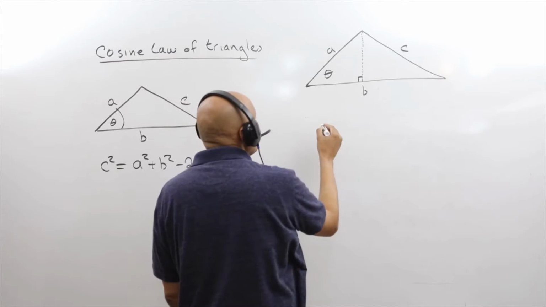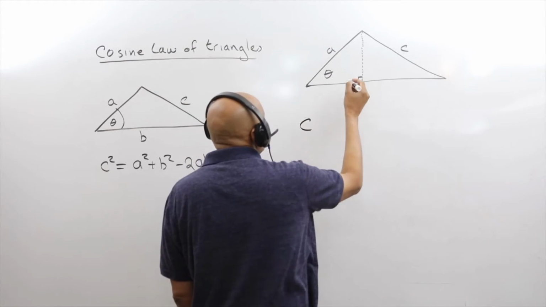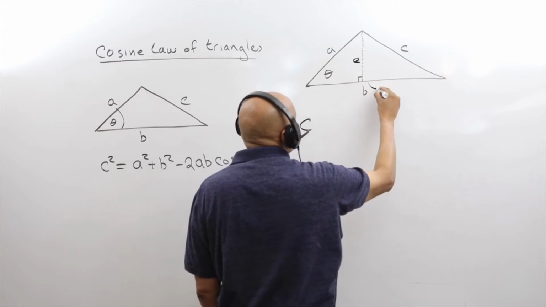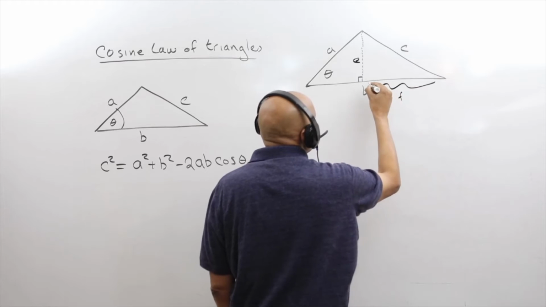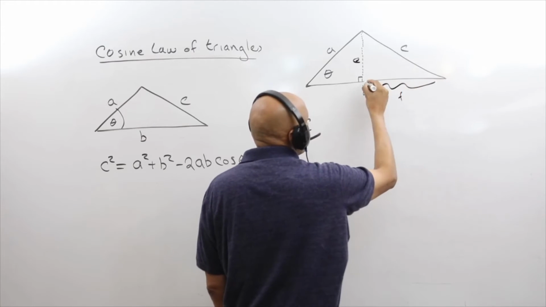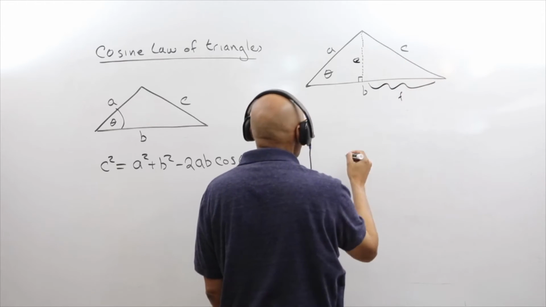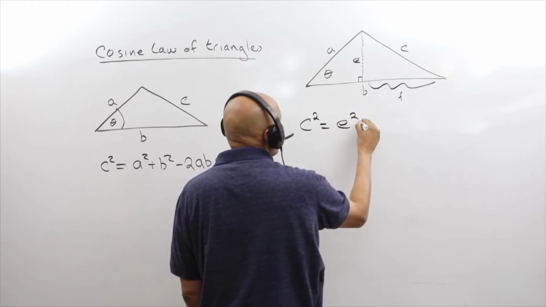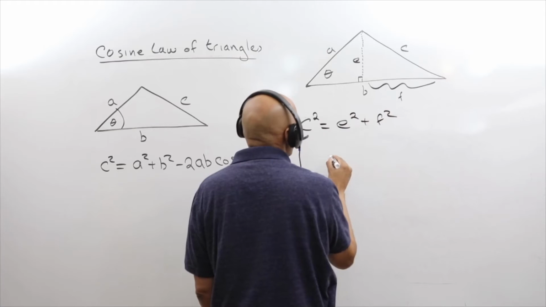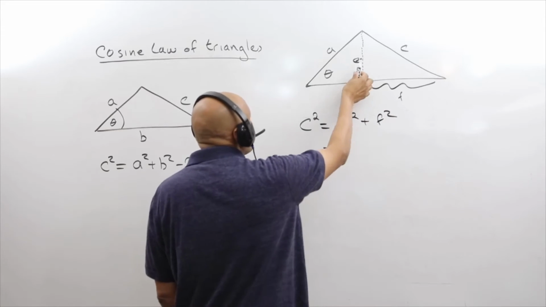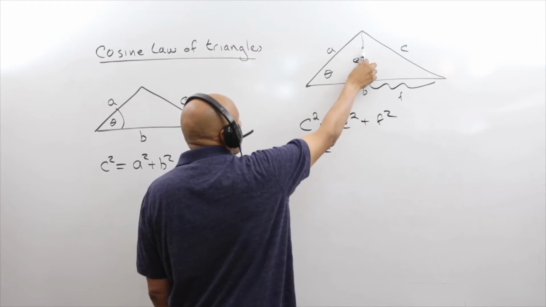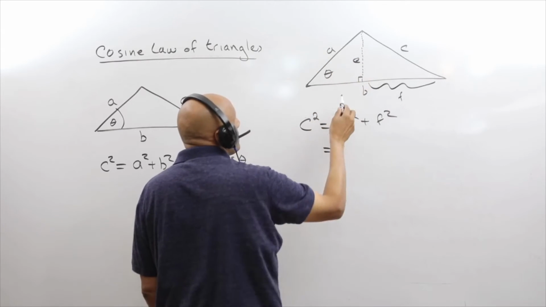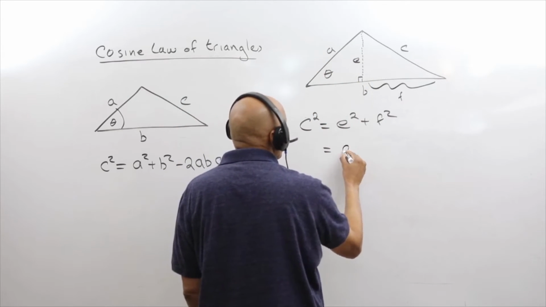So what is C? Well, let's call this perpendicular length E, and call this side F, up to the base of this triangle right here. So we know that C squared is nothing more than E squared plus F squared. But what is E in terms of A? I know the ratio of E to A is sine of theta, right? So that means that E is A sine theta.